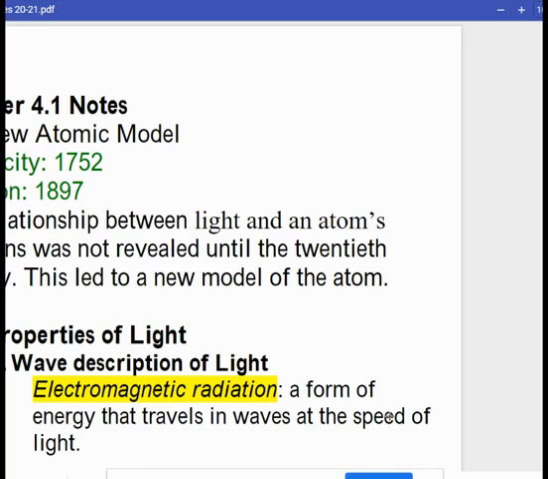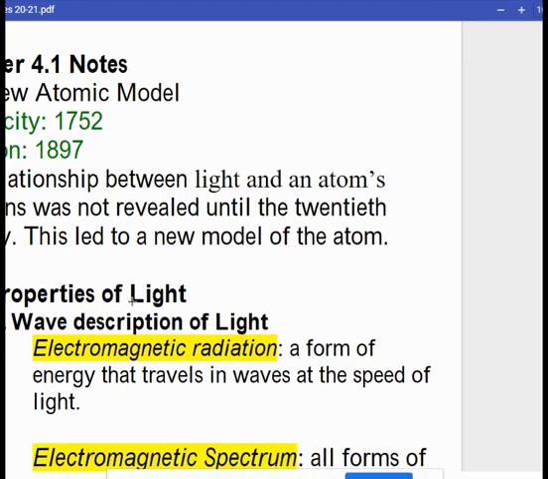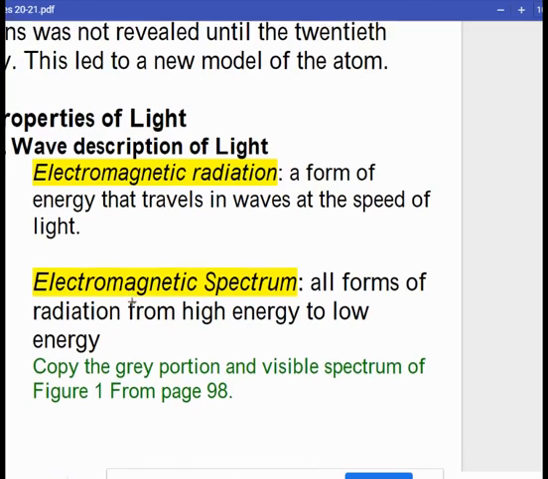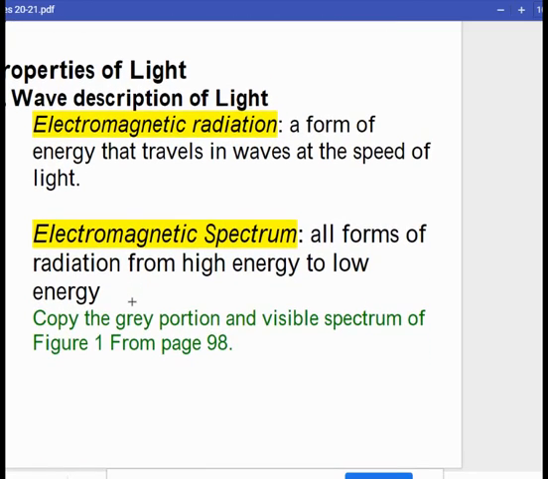Hello, today we're going to discuss Chapter 4.1 for Honors Chemistry, which is about the new atomic model and the electrons. So we have a couple of things to learn about light because electrons behave like light in that they have a wave property to them. So we need to know what is electromagnetic radiation.